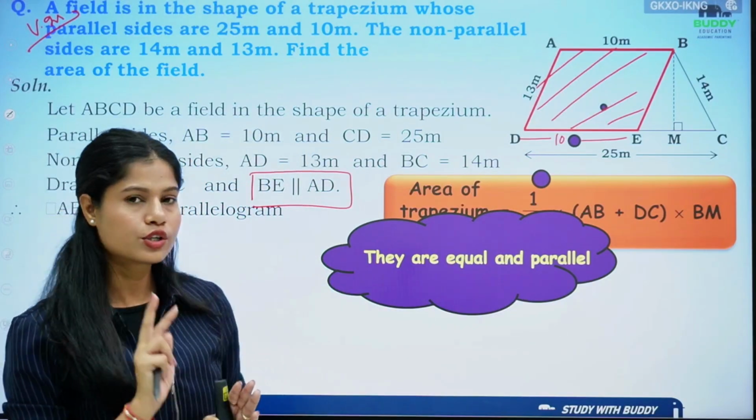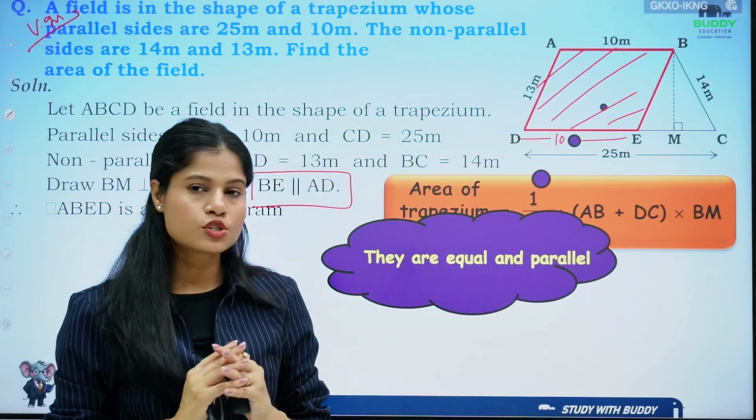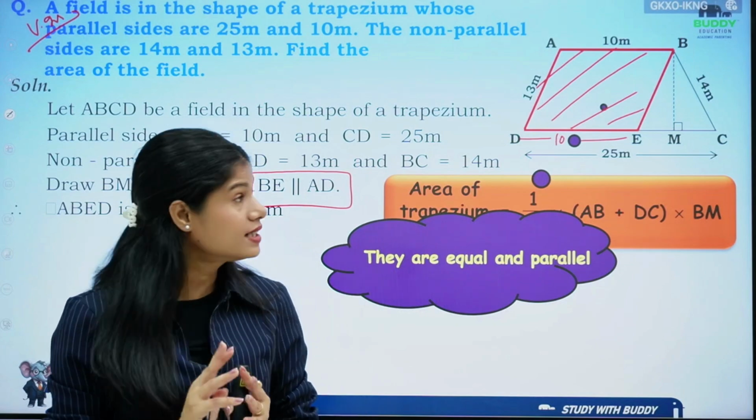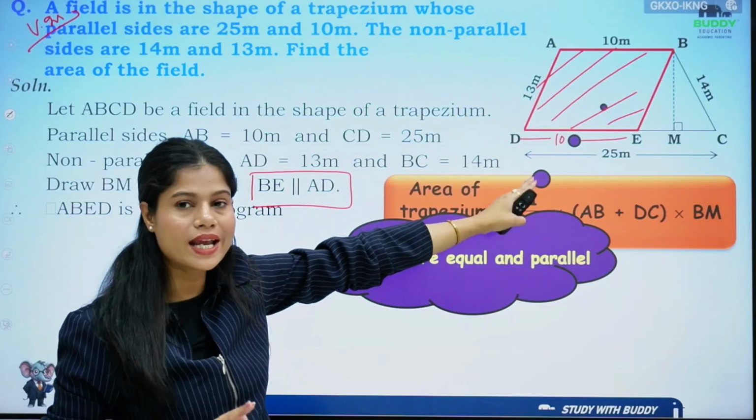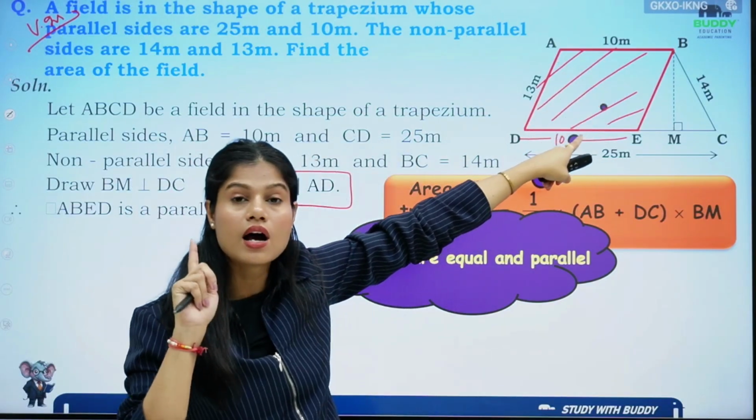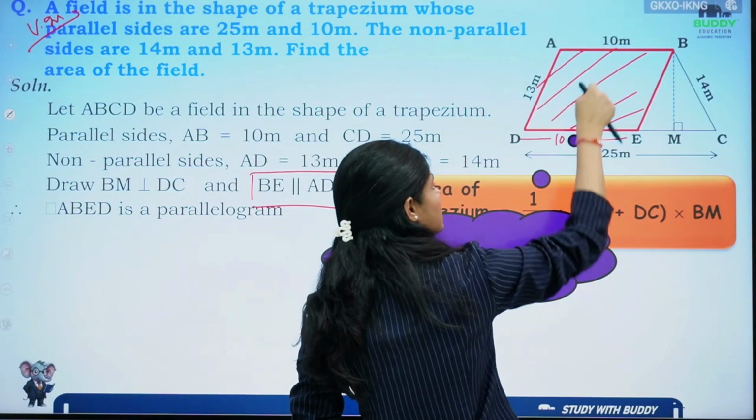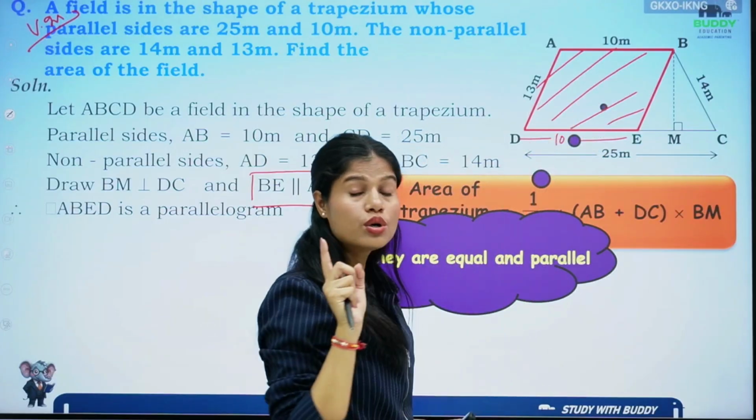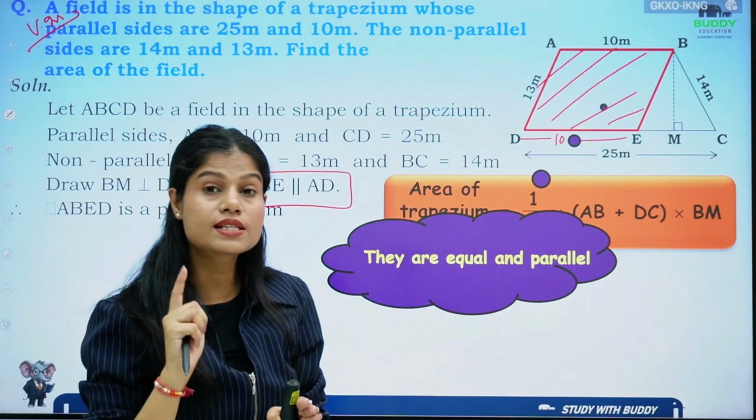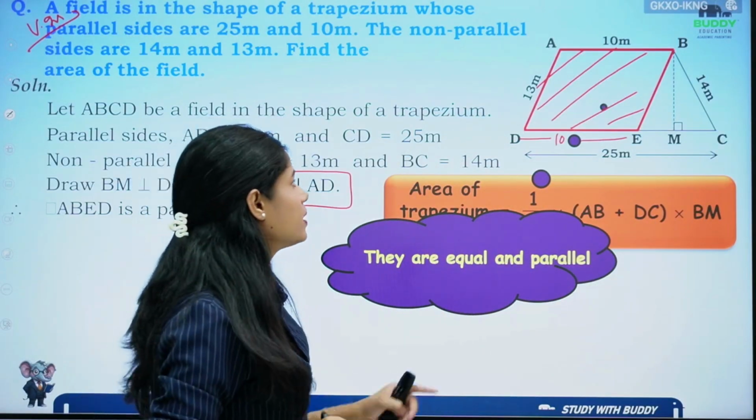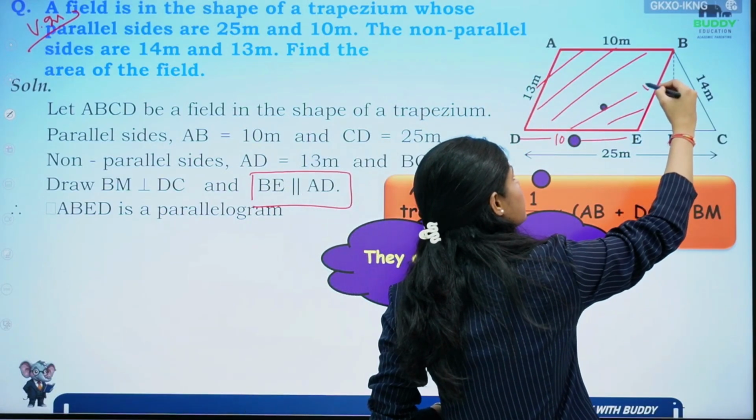Till now, you have done two things. First, you have made one perpendicular from B so that you can get the height of the trapezium. Second, you have made one line BE parallel to AD, and that's how we got this figure as a parallelogram. For a parallelogram, opposite sides are equal. So if this is 10, this is also 10. Now if this whole thing is 25 and this is 10, EC is 15. One more piece of information: if this is a parallelogram and this is 13, this is also 13.